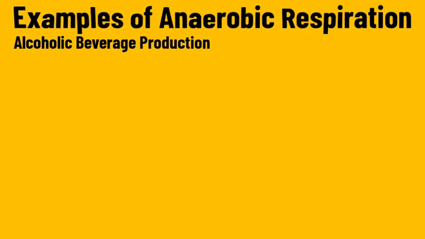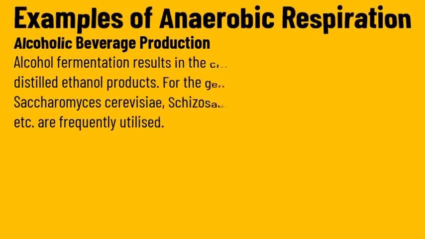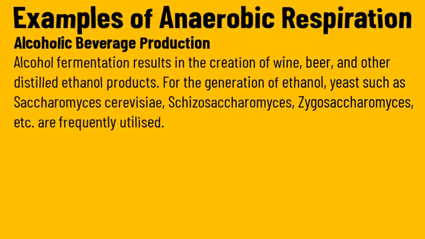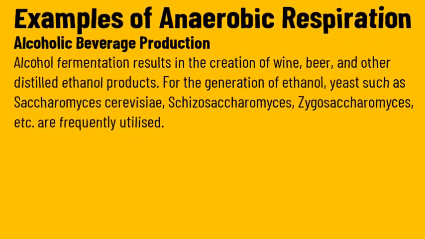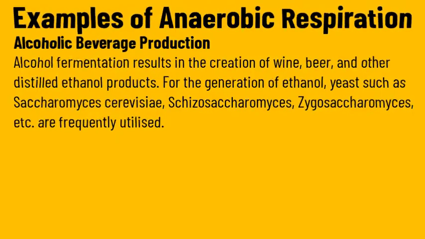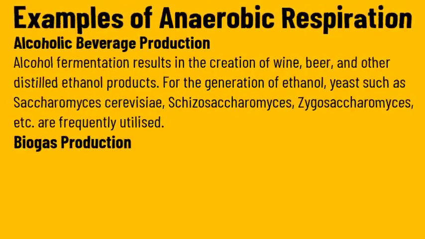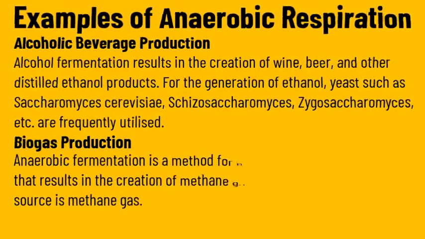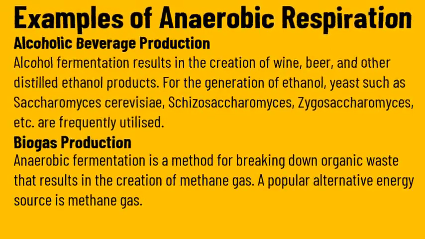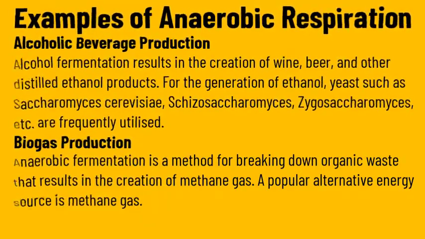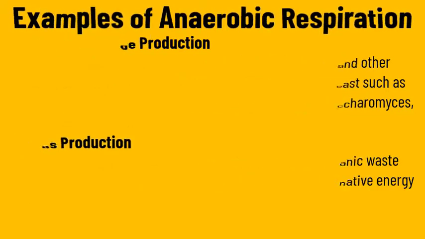Alcoholic beverage production. Alcohol fermentation results in the creation of wine, beer, and other distilled ethanol products. For generation of ethanol, yeasts such as Saccharomyces cerevisiae, Schizosaccharomyces, Zygosaccharomyces, and etc. are frequently utilized. Biogas production. Anaerobic fermentation is a method for breaking down organic waste that results in the creation of methane gas. A popular alternative energy source is methane gas.